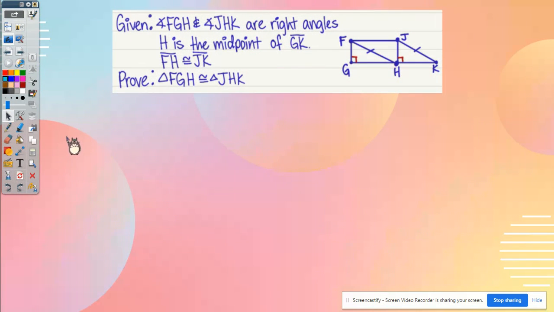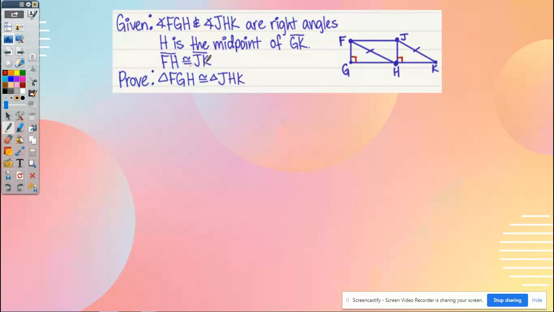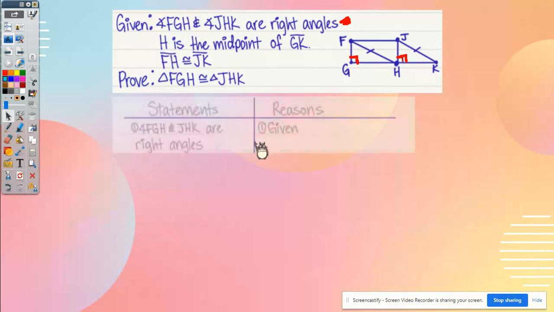Let's try another one. So it says that angle FGH. So that's what I'm going to do right here. In red are right angles. So this I'm doing red. And the only reason I'm doing it without showing you the proof is because I actually did highlight it here in red already. So FGH. And then also JHK. Don't forget that little box means right. I'm actually going to make it a little point here. There you go.